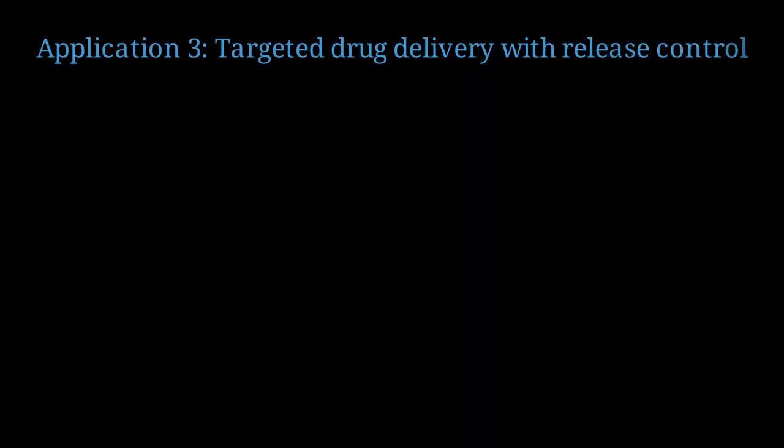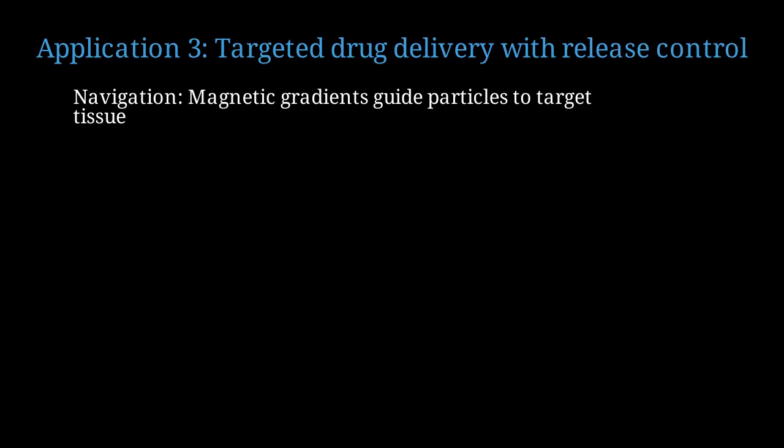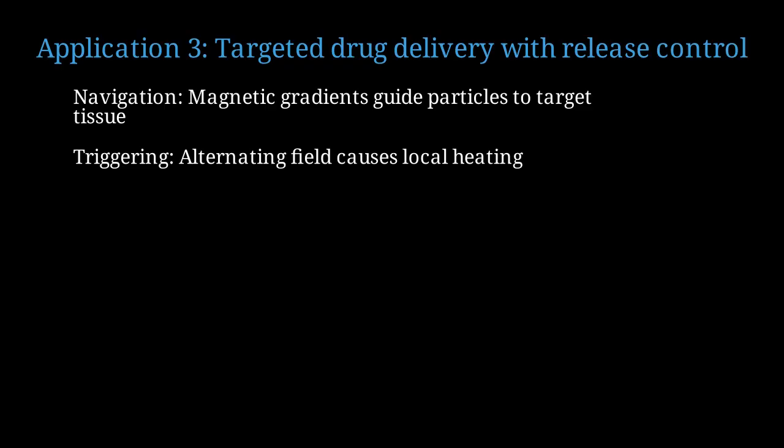Application 3. Targeted drug delivery. Magnetic particles coated with stimuli-responsive polymers can navigate to specific locations and release cargo on demand. First, magnetic field gradients guide the particles through the bloodstream to the target tissue, such as a tumor. Second, applying an alternating magnetic field causes the particles to heat through hysteresis losses. This is called magnetic hyperthermia.